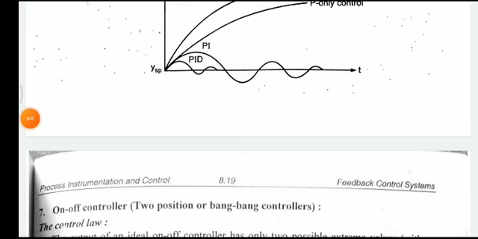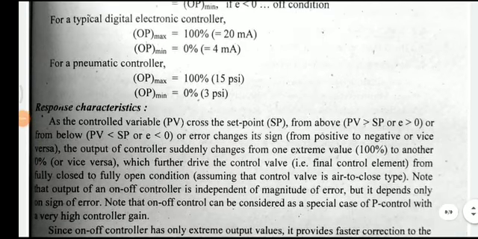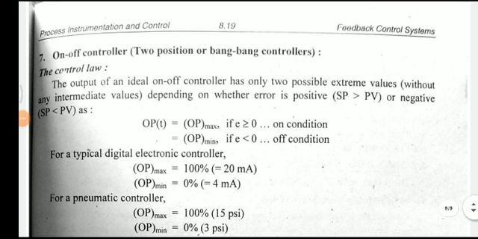Okay, now the on-off controller. Simple on-off: if the switch is on, then the controller is on, and if off, it is simply off. So the on-off controller means a two-position controller, also called a bang-bang controller. It is called a two-position or bang-bang controller.